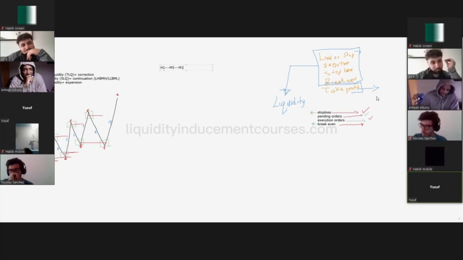Then the second one is the what. What do you see on the M5? Okay, we talked about H1 earlier. The M5 is there for you to identify what you're looking for in the market in terms of MSU or EPA.